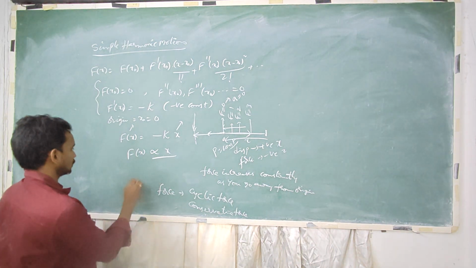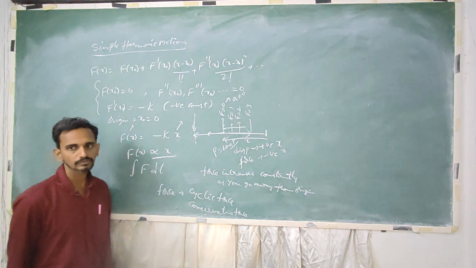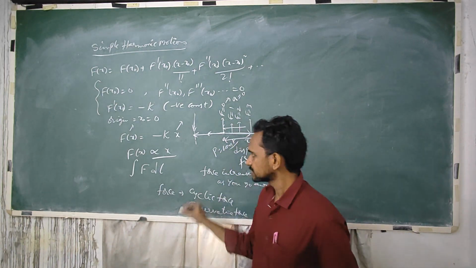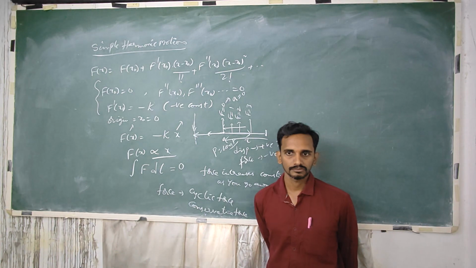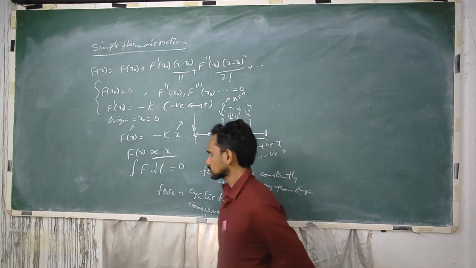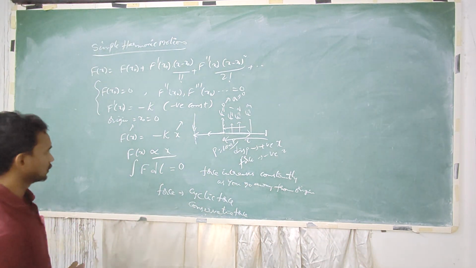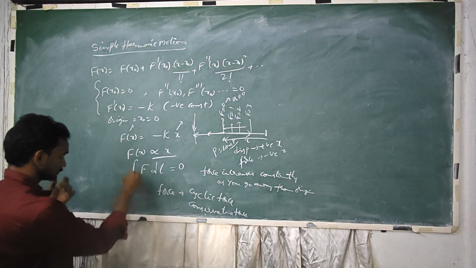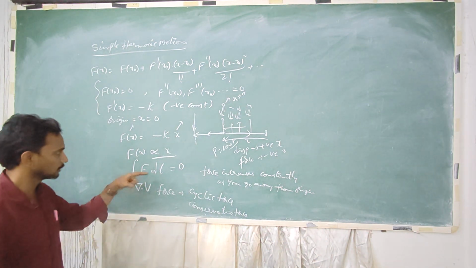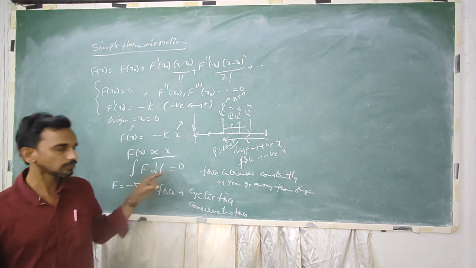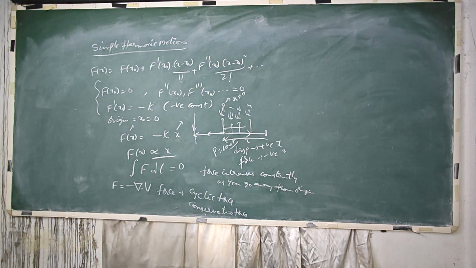So the net force over a complete cycle will be 0. If you take the force over a complete loop, it becomes 0. Integral f dot dl is 0. So in this case, we can write this force as a negative gradient of some potential. Only when the line integral becomes 0, you can write the force as the negative gradient of some function, the potential.